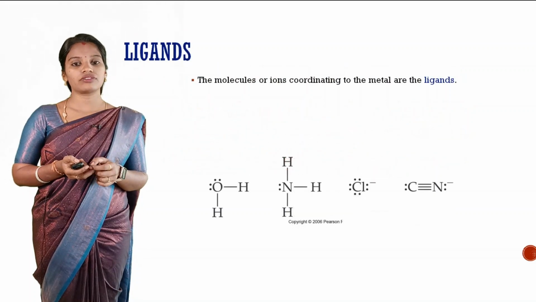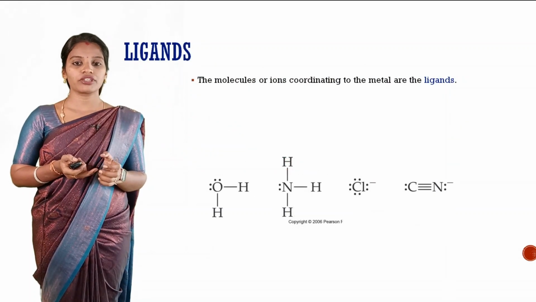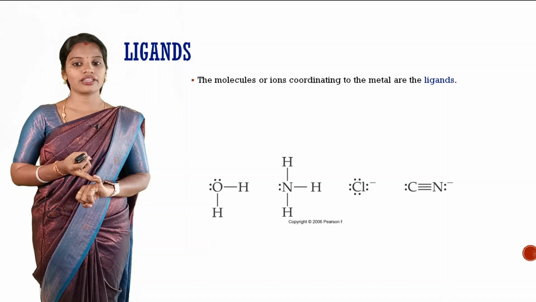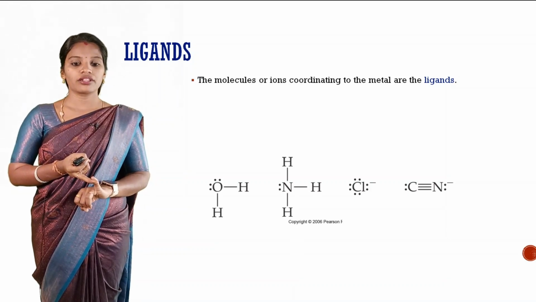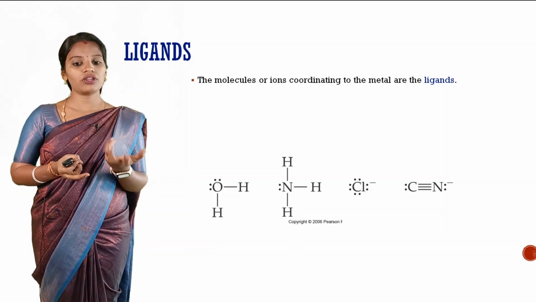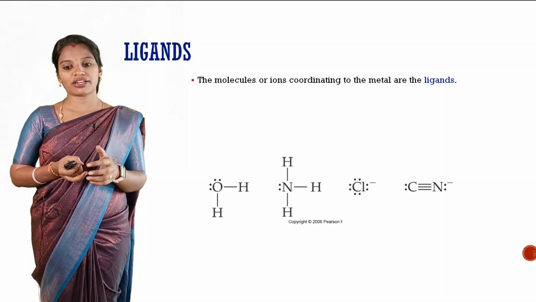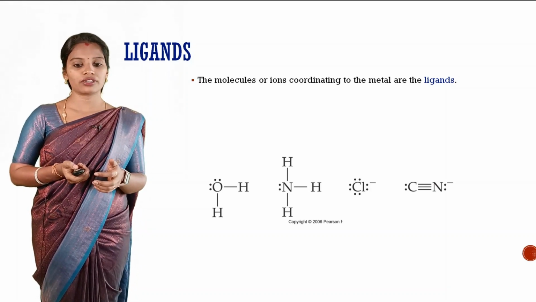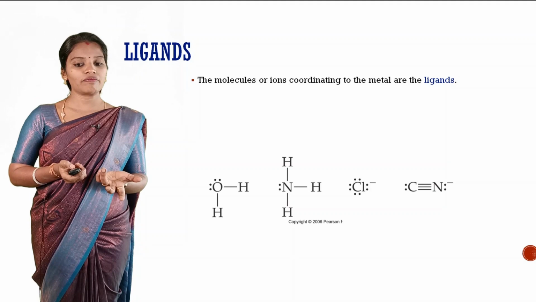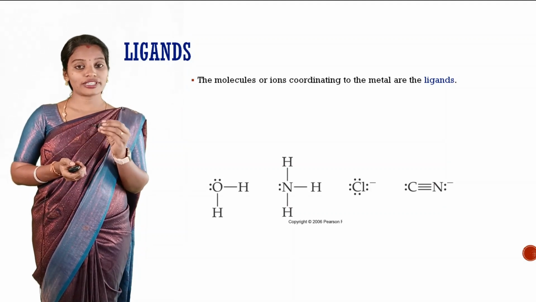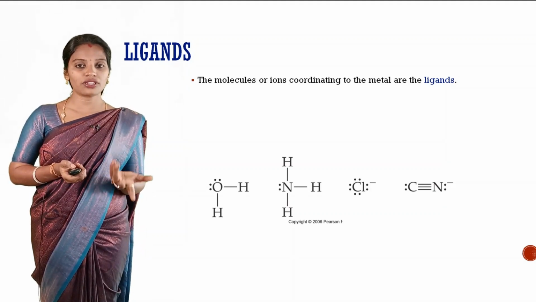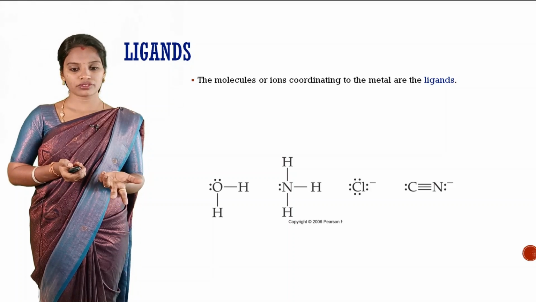And then ligand. Let's see the outline about ligands. A ligand must contain lone pairs of electrons. A ligand is a molecule or ion coordinating to the metal. They are usually anions. As I told you already, they are ligands or Lewis bases.